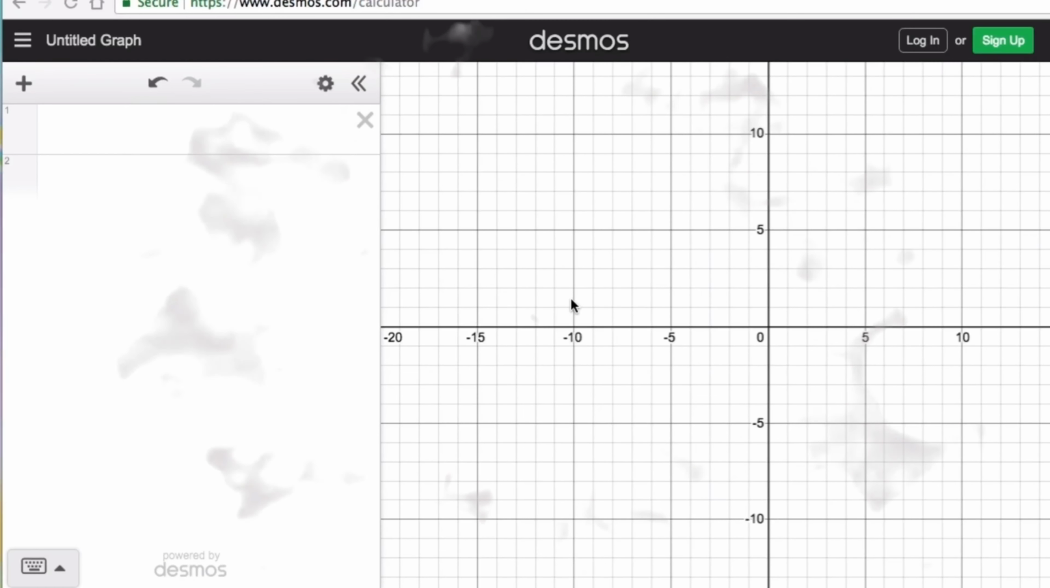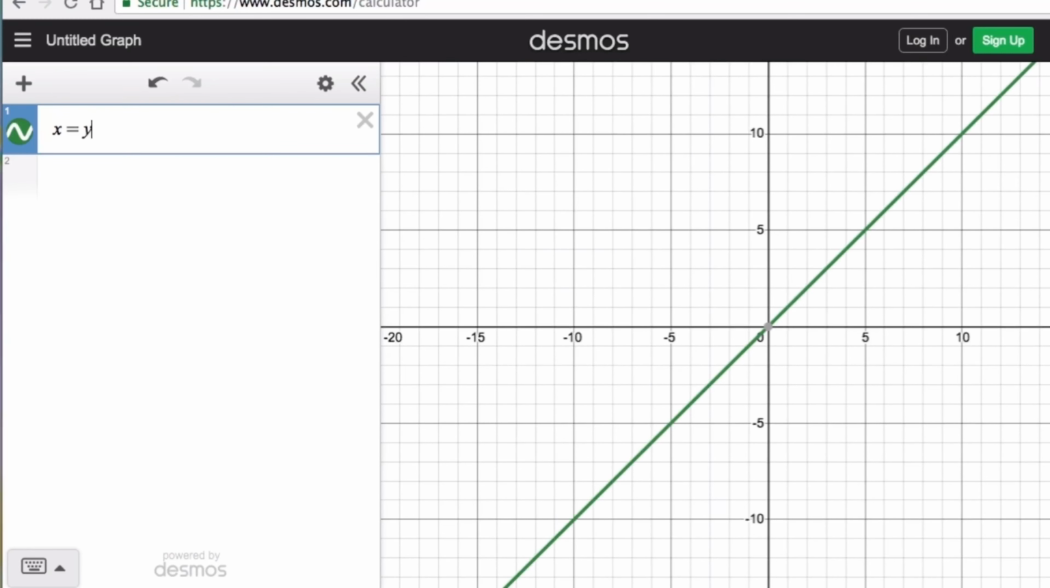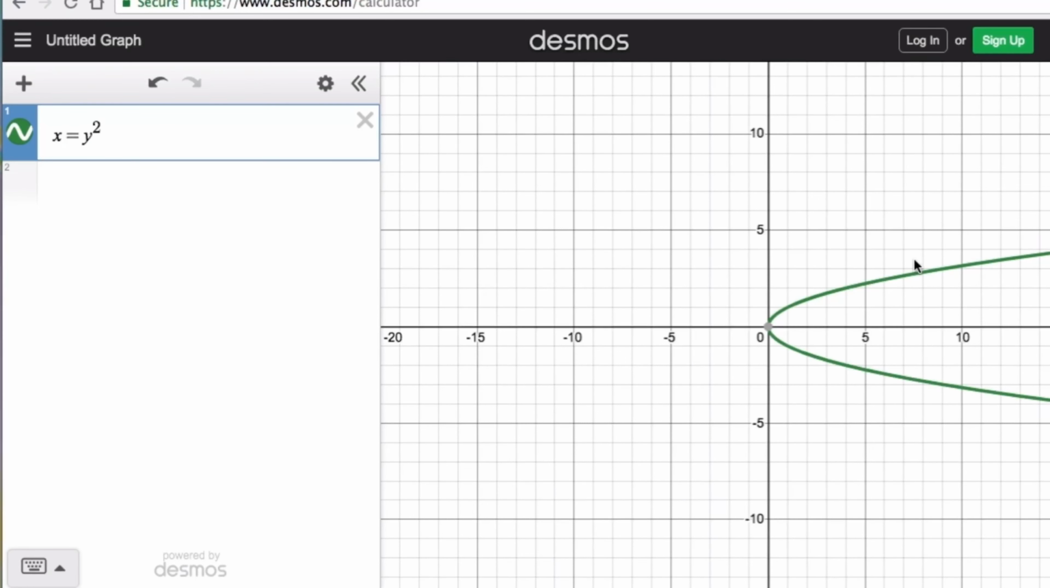Hello everyone. In this video, we're going to look into the graphing form of a horizontal parabola, otherwise called the sleeping parabola. So please remember that the parent equation of a horizontal or sleeping parabola is x equals y squared. So this is the parent graph of this parent equation of a horizontal or sleeping parabola.